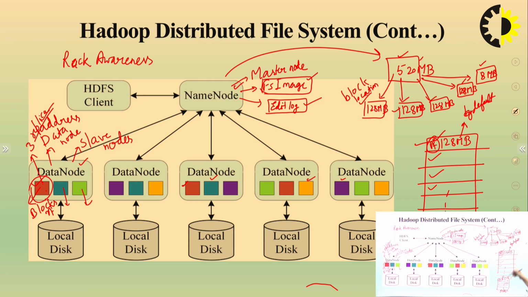Why do we store it in another rack? Suppose this rack is corrupted. In that case, we will retrieve the data from another rack. That's why we store the replica in another rack. This is the concept of rack.